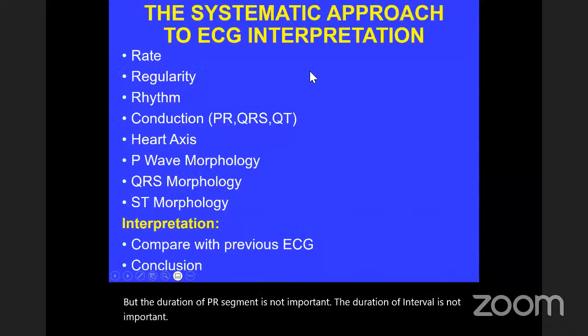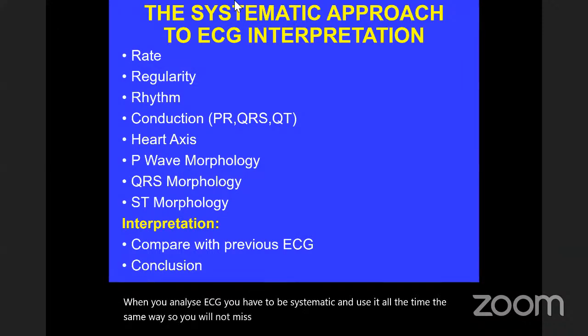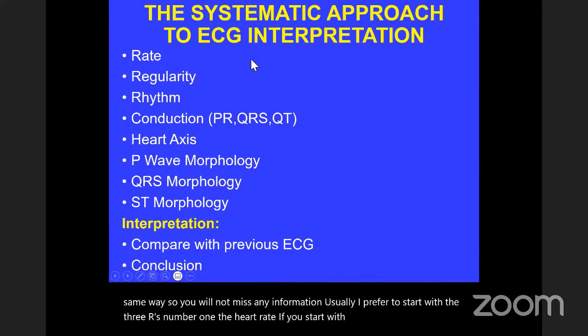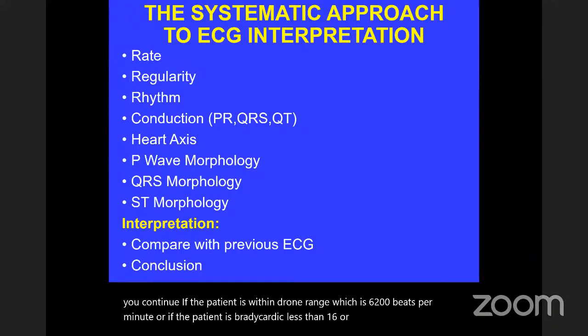Okay, when you analyze an ECG, you have to be systematic and use it the same way all the time, so you will not miss any information. Usually, I prefer to start with the 3 R's. Number 1, the heart rate. If you start with the rate, it can tell you if the patient is within the normal range, which is 60 to 100 beats per minute, or if the patient is bradycardic, less than 60, or tachycardic, above 100.